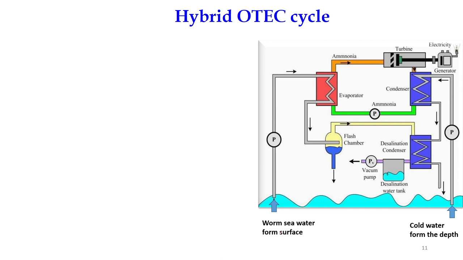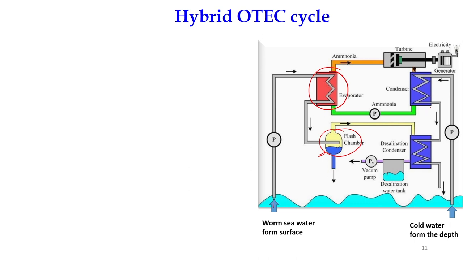So, first we pump the warm seawater from the surface, it goes something like this, and then in the evaporator heat exchange will be there from the seawater to the working fluid, and then it goes down, and then flushing will be done here. Then again vapor will be created, and then we have to condense it by using this cold water from the depth.